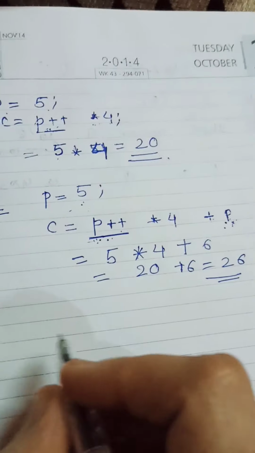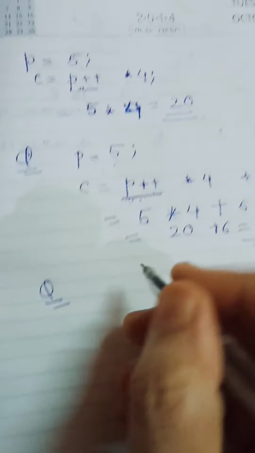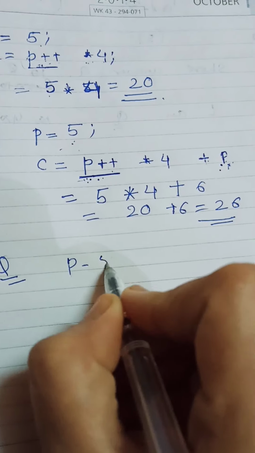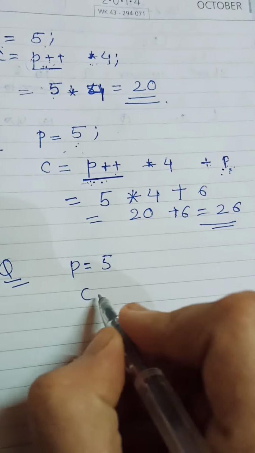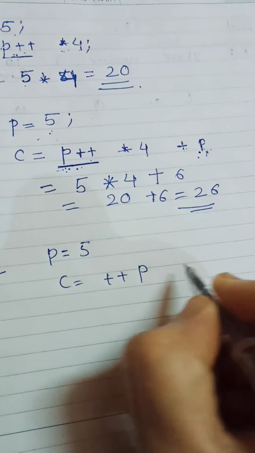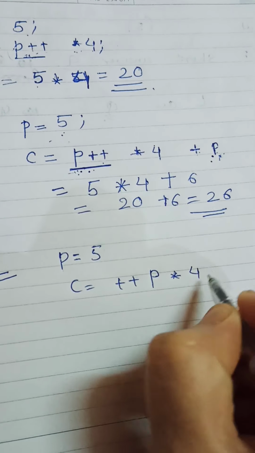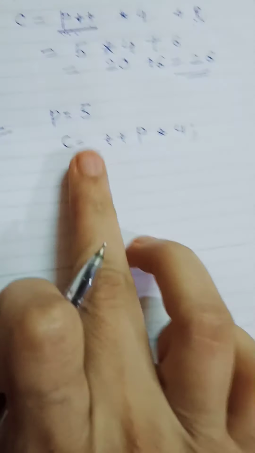Okay, now take an example of another question. If suppose p = 5 again, and c = ++p * 4, and now we have to find out this value c.